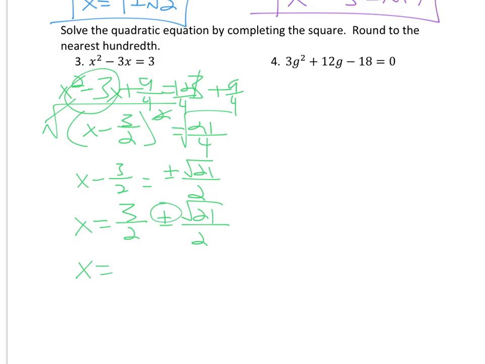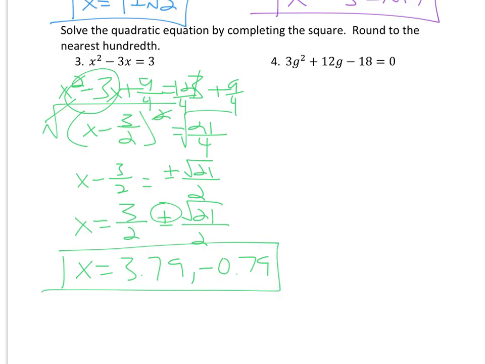I did the positive one first, so I did 3 halves plus root 21 over 2, and I got 3.79. Then I need to do 1.5 minus root 21 over 2. In this case, I get negative 0.79. Those are the two answers that I get.